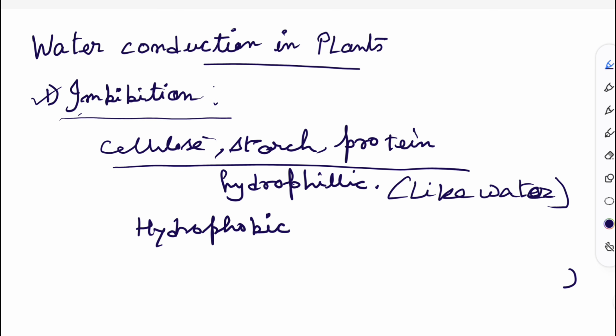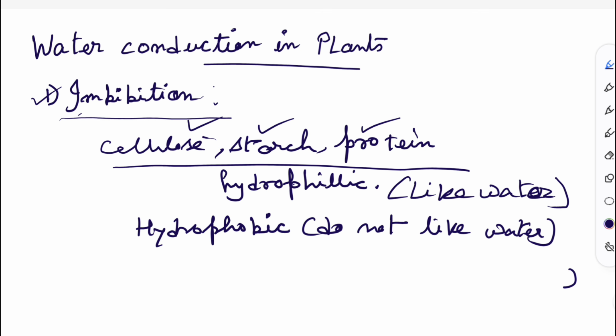Phobic, this word comes from phobia. We all know that phobia means being scared of something. They are not actually scared in the literal meaning, but hydrophobic means they do not have any water affinity. It means they do not like water. In simple language, hydrophilic means they like water, like cellulose, starch and protein.